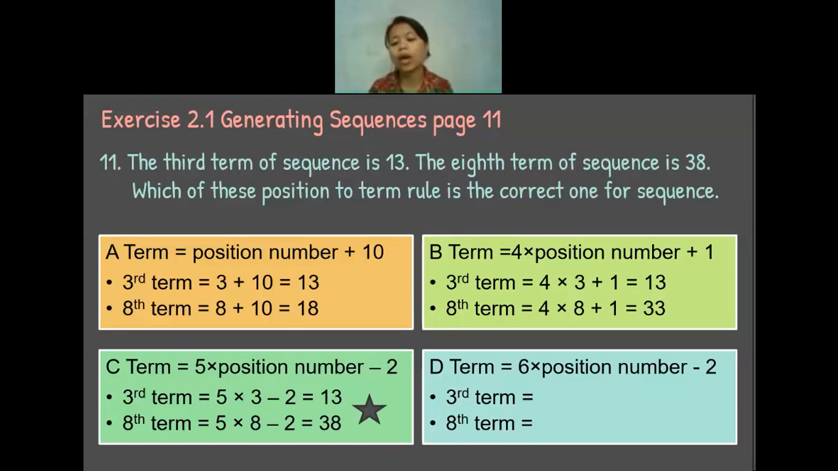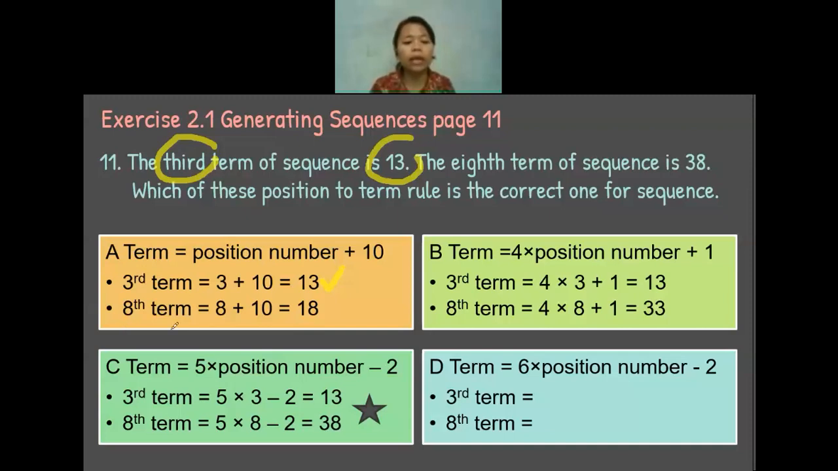To solve this question, we have to do trial and error. So we have to check sequence A, sequence B, sequence C, and sequence D until we find the right answer. Like sequence A, the position to term rule is position number plus 10. So we replace the position number with 3. Why is it 3? Because the given one is the third term. So we check the third term, 3 plus 10 is equal to 13. The question said that the third term is 13, so it means for the third term it is correct.